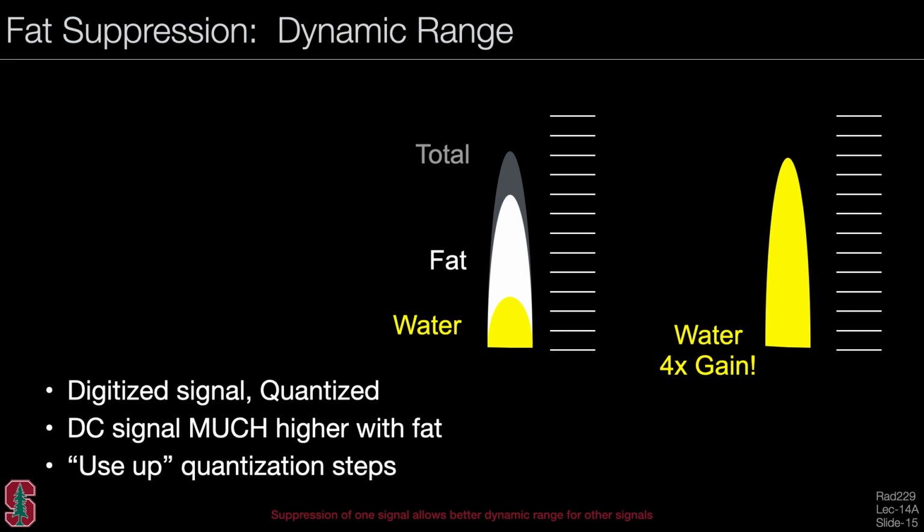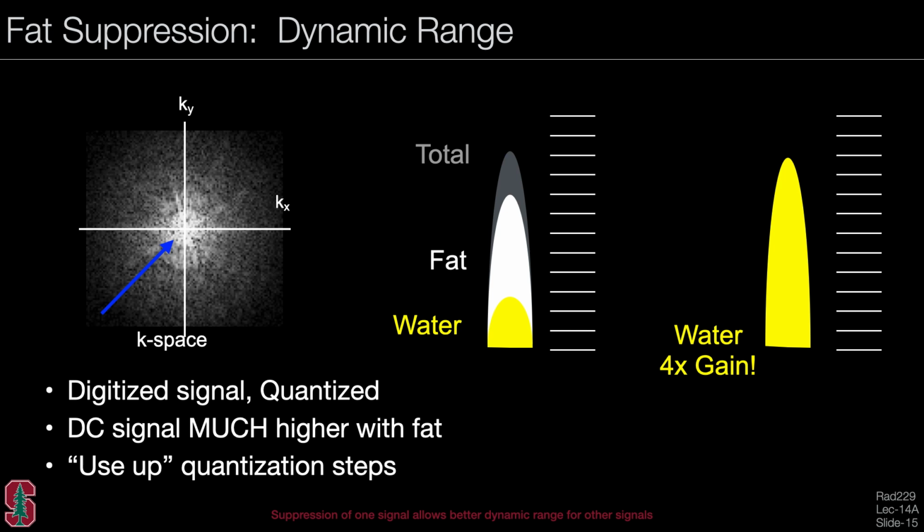So the diagram on the left here shows you the total signal and the fat and the water signal. But on the right, if we eliminate the fat, we can actually apply a 4 times higher gain to the water signal and use more quantization steps for the water. And remember that the central k-space signal is where this is mostly a problem, because this is where the signal is typically highest in the image.